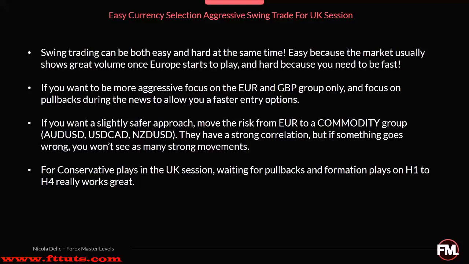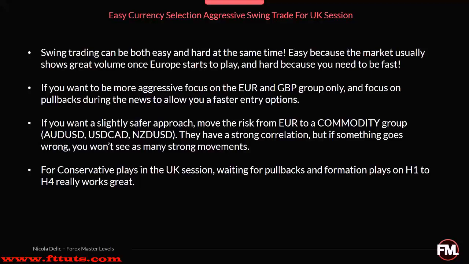Definitely a great idea would be to trade the formations for that. But if you want a slightly safer approach, move the risk from the euro to a commodity group: Aussie dollar, dollar CAD, Kiwi dollar. They have a strong correlation, but if something goes wrong, you won't see as many strong movements. So definitely, if you don't want to risk that much and be that aggressive, switch to that. You can still look for the Euro USD and the pound dollar, but also try to watch the Aussie dollar, dollar CAD, Kiwi dollar, because they are more or less following the Euro USD.